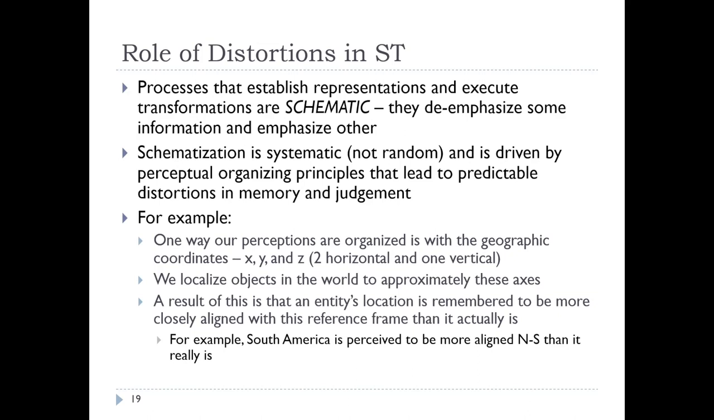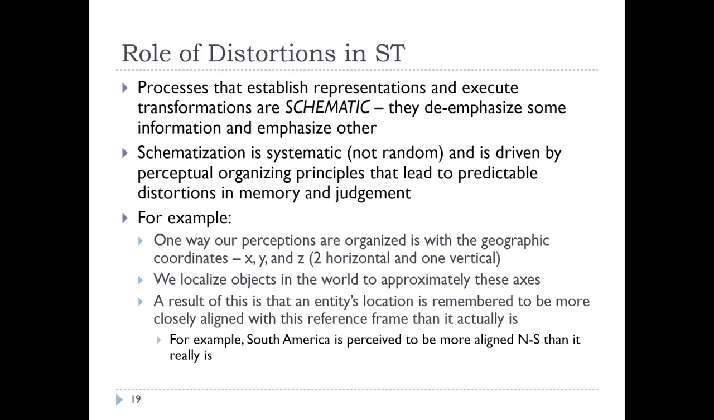So for example, one way our perceptions are organized is with geographic coordinates, okay? So we know X, Y, and Z, we know latitude and longitude, okay? So latitude and longitude is X and Y, and then Z is height or elevation, okay? So we've got two horizontal and one vertical distance and direction, and we've got these coordinates, and we've known about them. We've known about the Cartesian coordinate system since we were, you know, in third grade or something, okay? And then we localize objects in the world approximately based on those axes. And depending on where we live in the world, we think about things a little bit differently, okay? And so we tend to remember things north and south and east and west, and we don't remember things like north, northeast, and it's just simple.